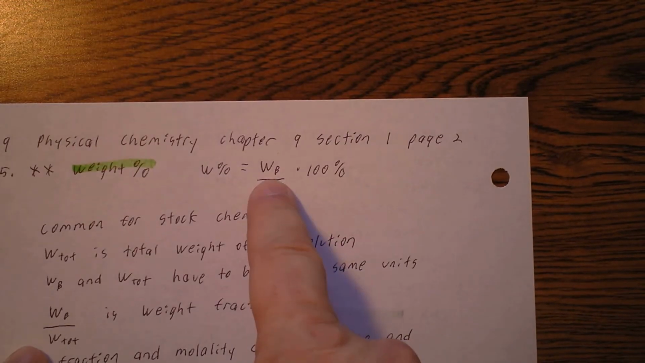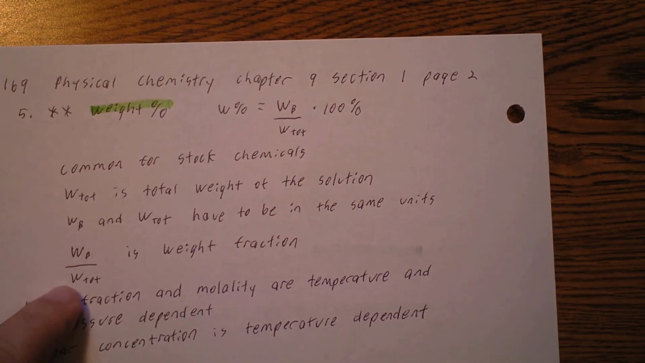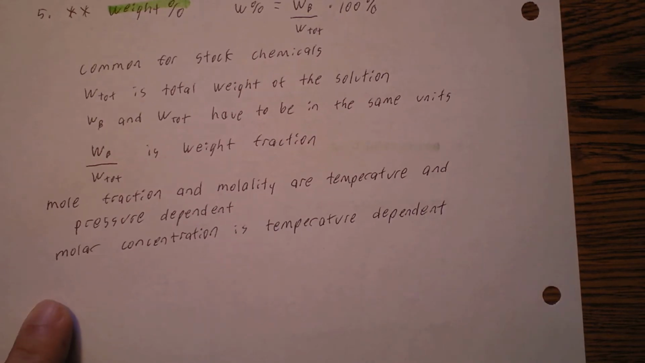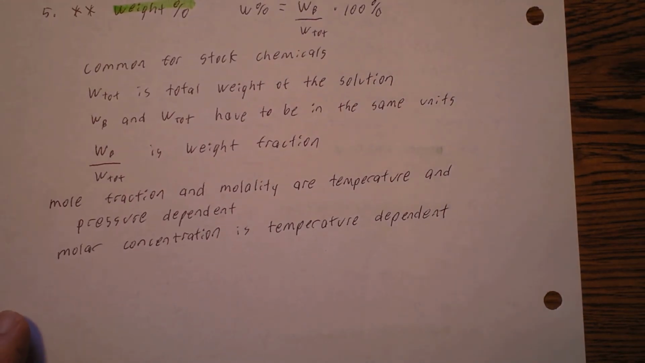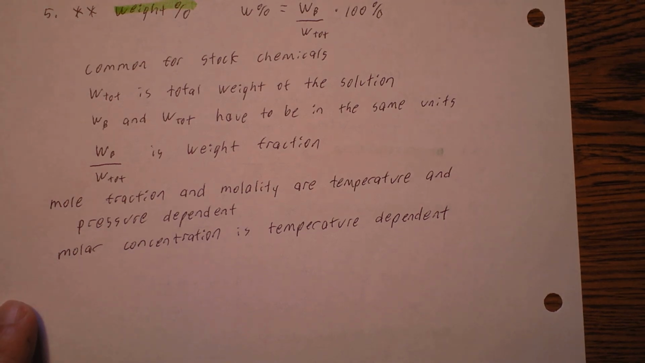Just this part right here, W B divided by W total, the weight of substance B divided by the total weight, is called the weight fraction. Now mole fraction and molality, you'll notice, were the ones that are temperature independent. Molar concentration is temperature dependent.